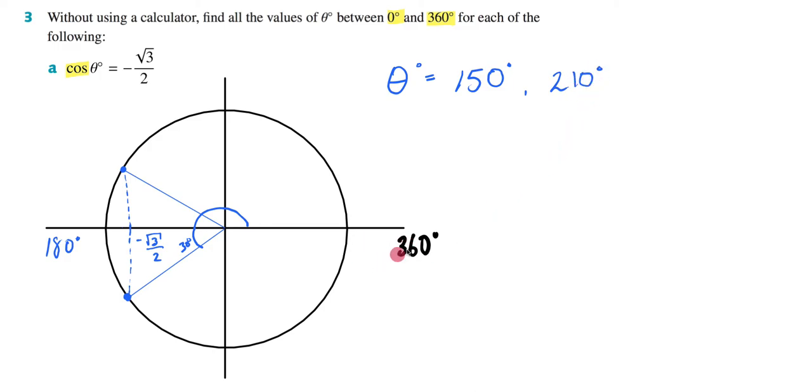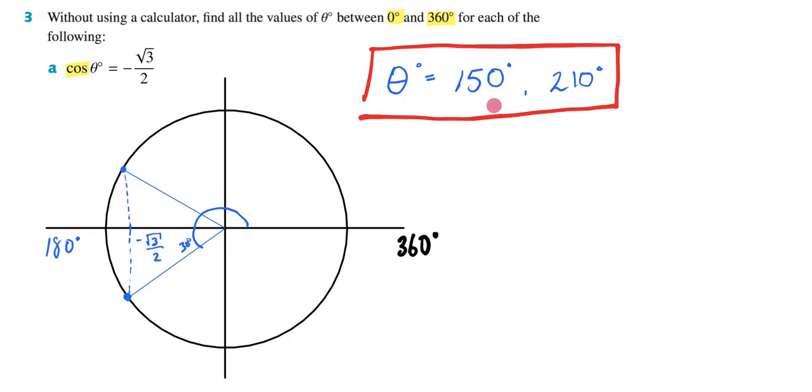And because I only have to go once around my unit circle because it's 360 degrees, both of these will be my final answer. So theta will be 150 degrees or it will be 210 degrees in order to get minus the square root of 3 over 2 for cos of theta. Hopefully this was helpful to you.